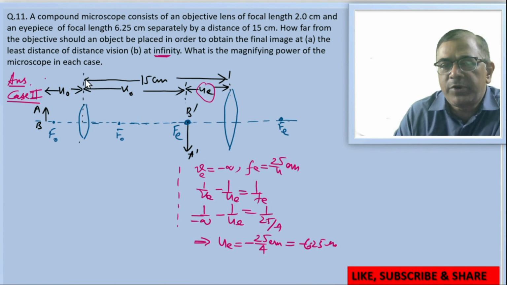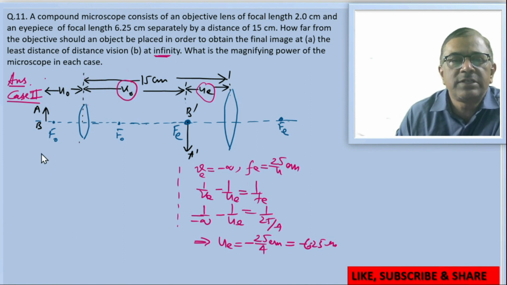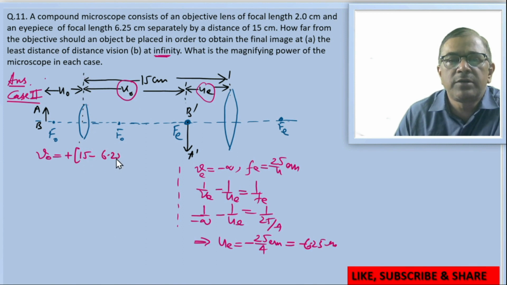Now the total separation between the objective lens and the eyepiece happens to be 15 centimeters. So VO can again be calculated. For this case, VO should be equals to 15 minus 6.25, and this is equals to plus 8.75 centimeter. If you want to put in fraction, this is equals to 8 whole 3 by 4. Is it okay? So this is 35 by 4 centimeter.